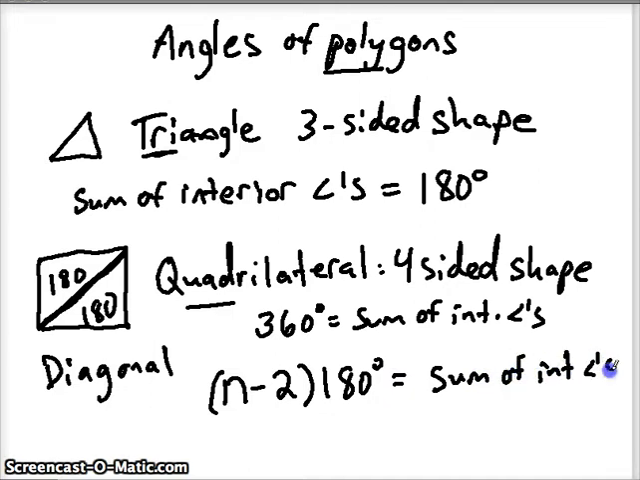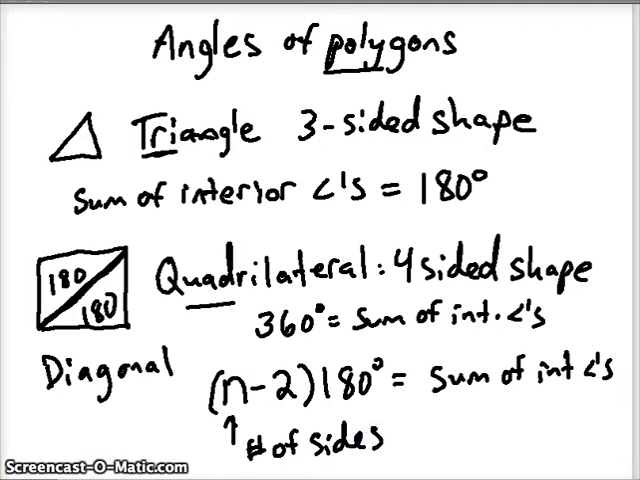So we can always figure out the sum, or how many degrees all of the angles inside a shape add up to. That's really what we're talking about. If we add up all of the angles inside a shape, it will give us pretty much what this formula equals. N minus 2, where n is the number of sides. Let's write that down. Number of sides.